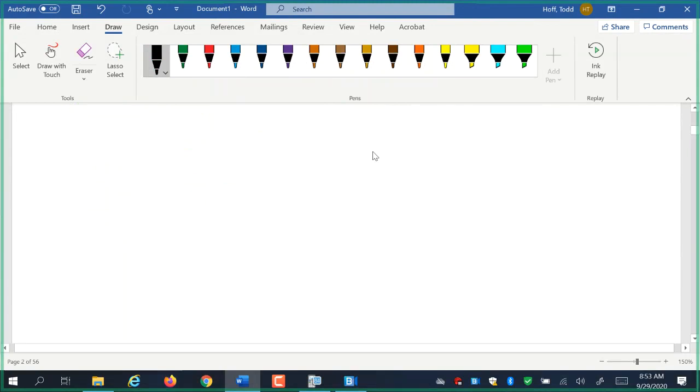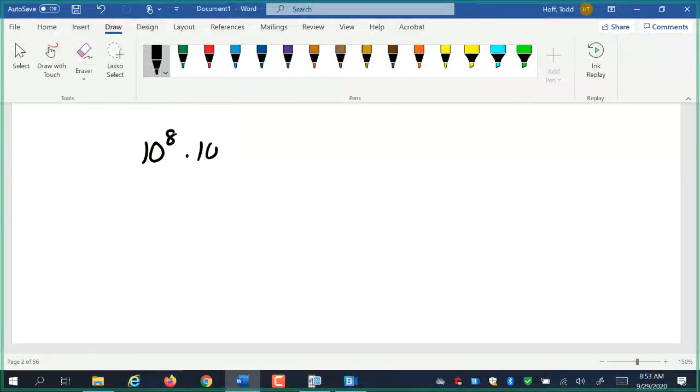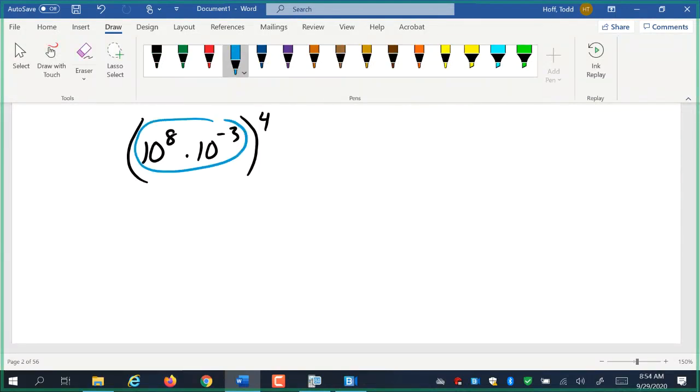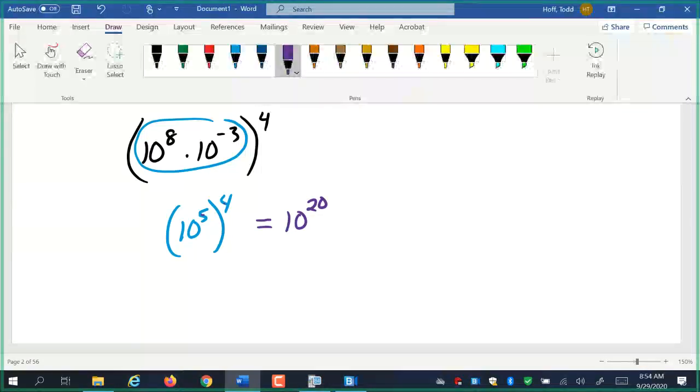We can combine powers in with this. We might have 10 to the 8th times 10 to the negative 3rd, to the power of 4. Again, parentheses tell us we have to do what's inside here first. 10 to the 8th times 10 to the negative 3rd. 8 plus negative 3 is 5. That's 10 to the 5th. Now we do that power of 4 outside the parentheses. 10 to the 5th to the power of 4. We multiply. 5 times 4 is 20. So that's 10 to the 20th.